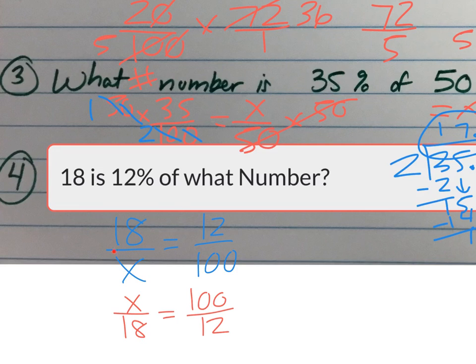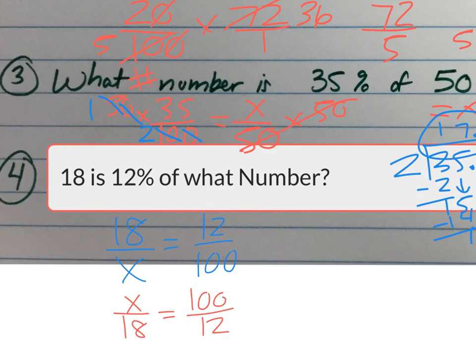I see I flipped this one, which means I did it to this side, and I also flipped this side. I did the same thing to both sides, therefore I didn't change the problem at all. It just looks different, and in fact it's a lot easier because I don't have to mess with this dividing by x stuff. So now it's x divided by 18 equals 12/100.